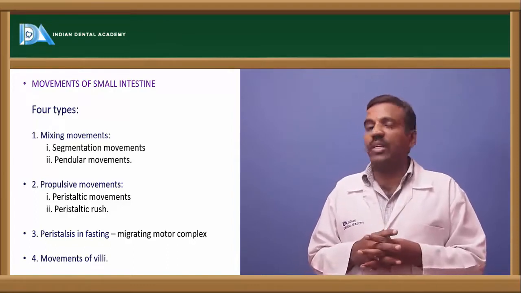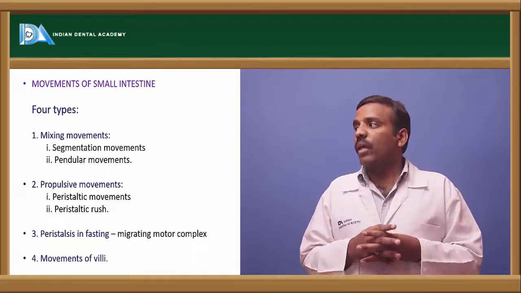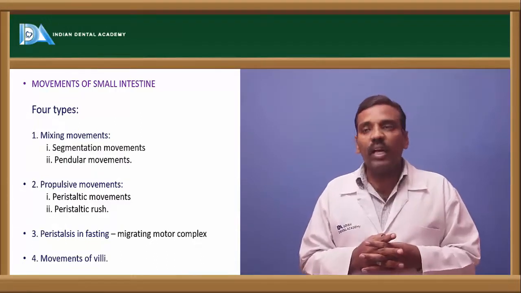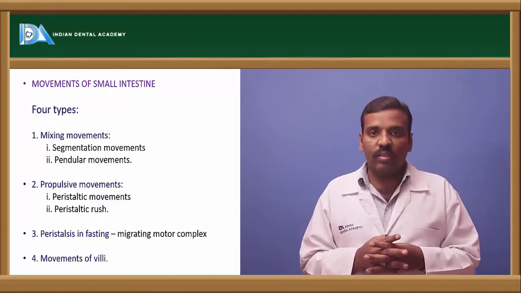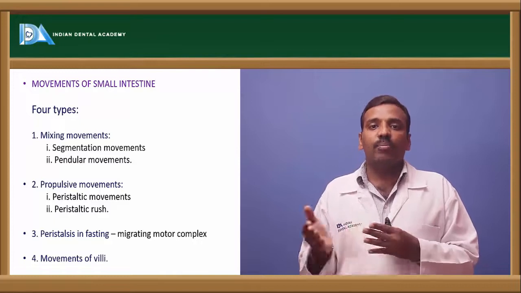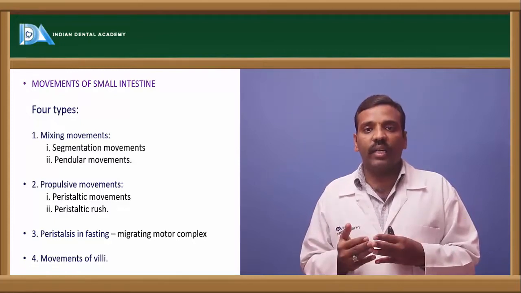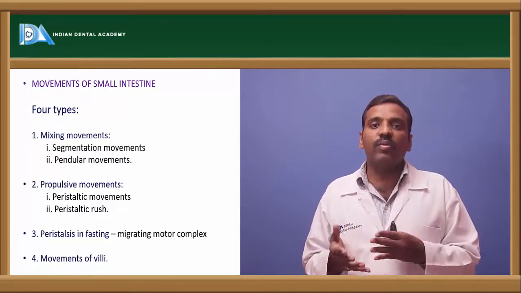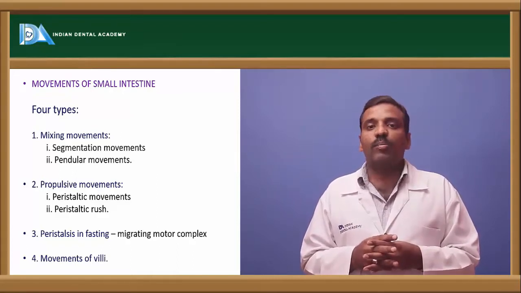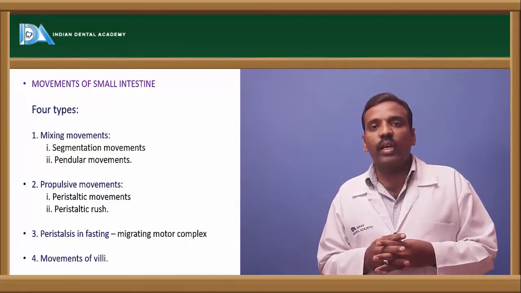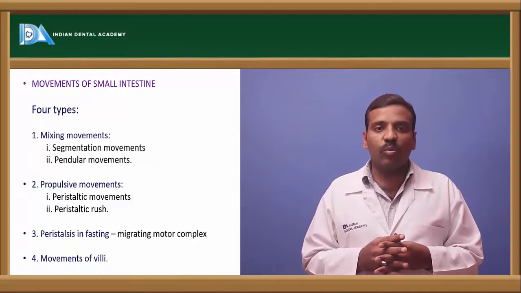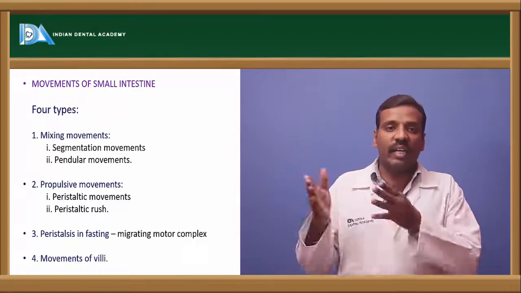And the next one is the movements of the villi. The mixing movements are of two types: one is segmental movements, and another is pendular movements. By this, the food is mixed with the alkaline medium like pancreatic secretion and liver secretion. If the chyme is mixed with these two secretions, that is called mixing movements. And the next one is propulsive movements. The food is moved forward by the propulsive movements. One is peristaltic movement, and another is peristaltic rush.